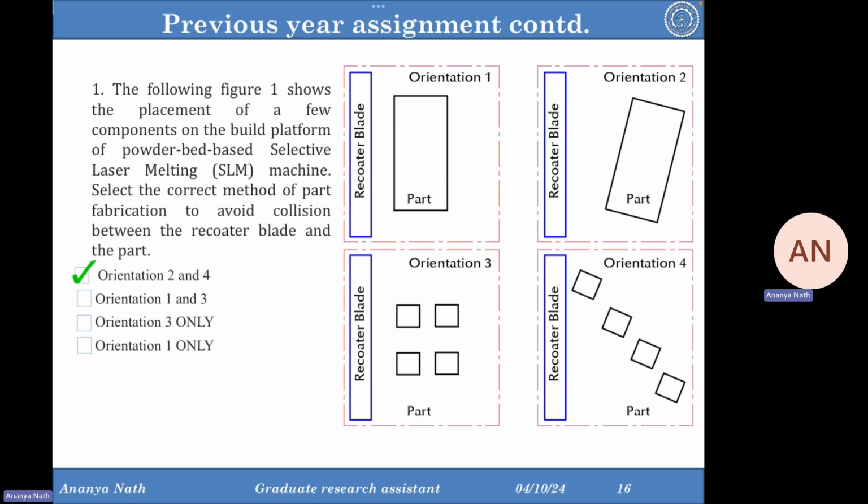The orientation 2 and 4 is correct, because if you are printing with 2 and 4, then you can avoid touching your recoater blade's sharp edge with the sharp edge of the printed part. So to avoid the collision, we first tilt every part, and we don't place the parts exactly one beside another. We put the parts in such a way that there is no part coming in this portion and this portion of any one part. So that's why it has been placed like this.